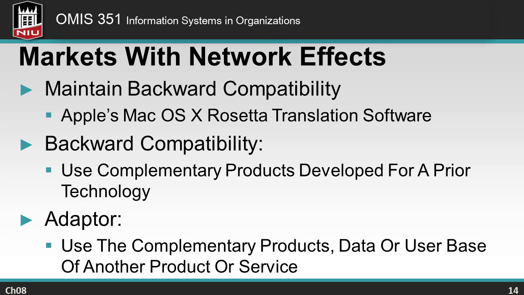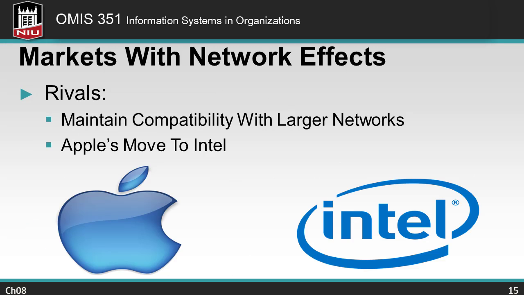One way around this is through adapters. Apple's Mac OS X Rosetta translation software allows users to buy the latest technology from Apple and still use previously purchased applications. For markets with network effects, rivals who are late to the market may need to create compatibility with the larger existing networks of their competitor. For example, Apple's move to support PC applications on their hardware. Despite limited growth, PCs still maintain roughly 90% market share.